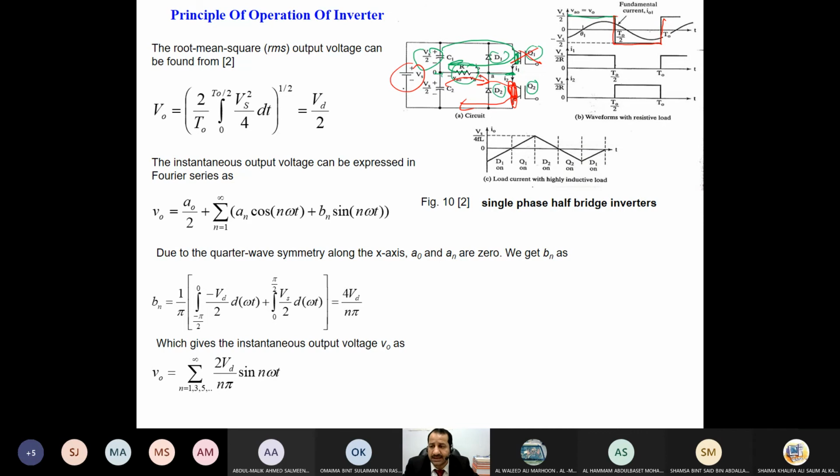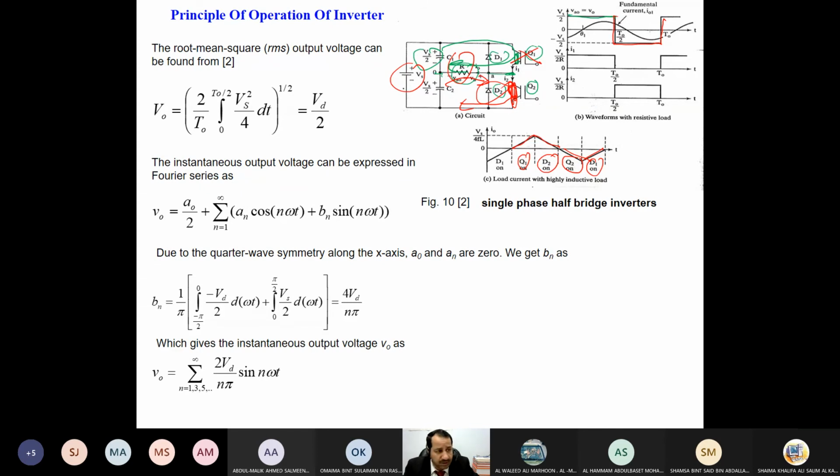Now for the current, increasing and decreasing: when it increases, Q1 will conduct on the positive side. And when it decreases again, diode D2 will conduct, because most of the time our load contains inductance. We need another path for the energy released from the inductance to flow through. And when negative, Q2 will conduct. When it decreases again in the negative, then D1 will conduct. So always one of the switches or one of the diodes will make a path for the output.